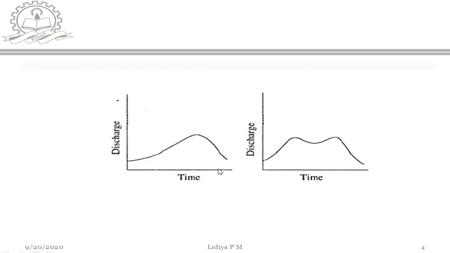For that, consider a first storm occurs and its direct runoff ceases, then the second storm occurs. Then a single peak hydrograph is possible, and that type of storm is called an isolated storm. And next one is a multiple peak hydrograph.